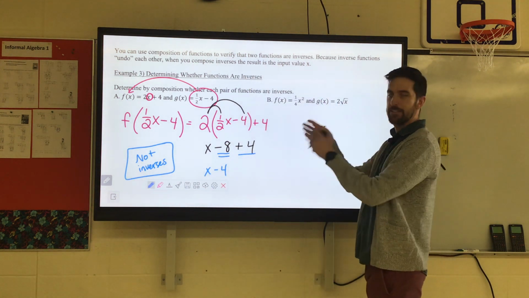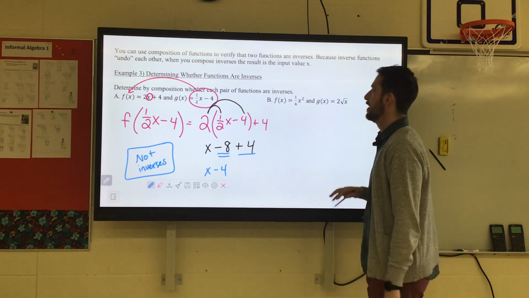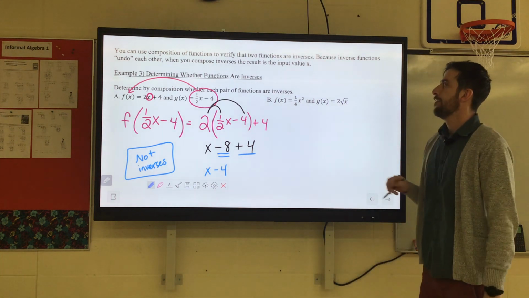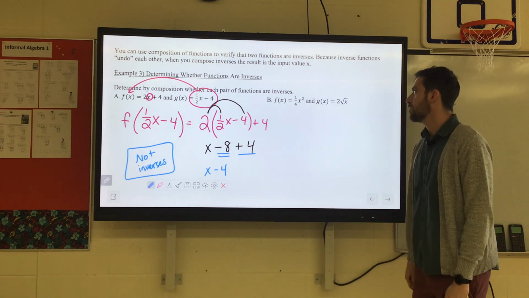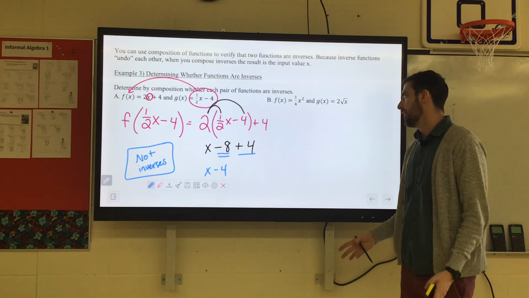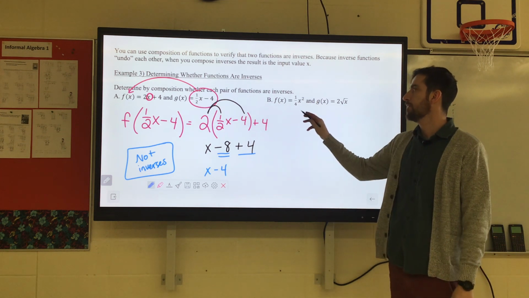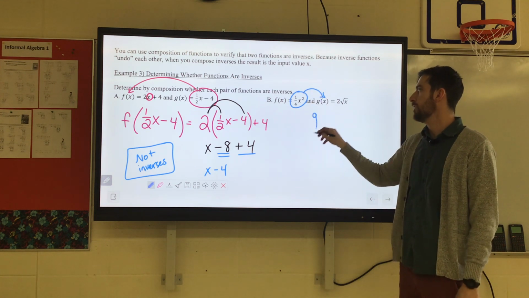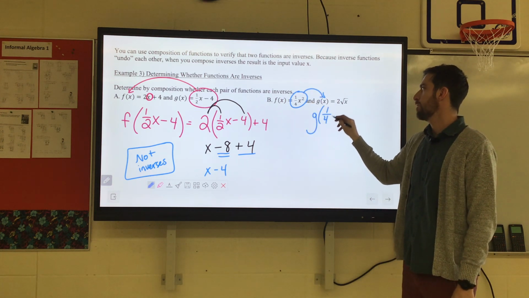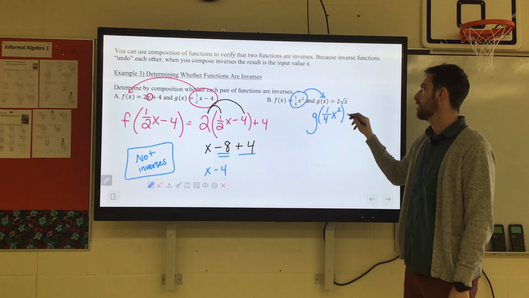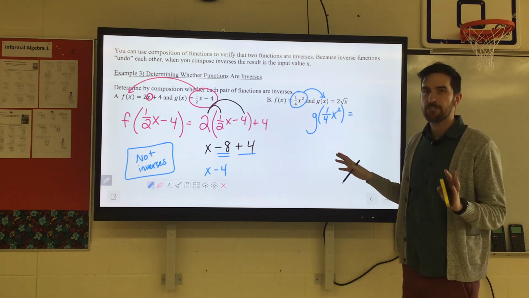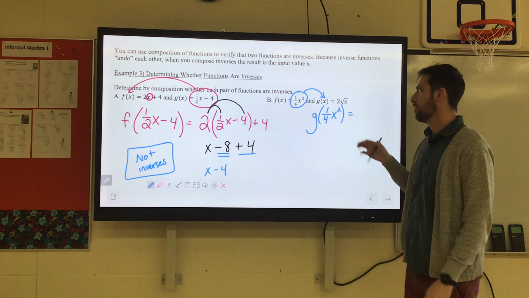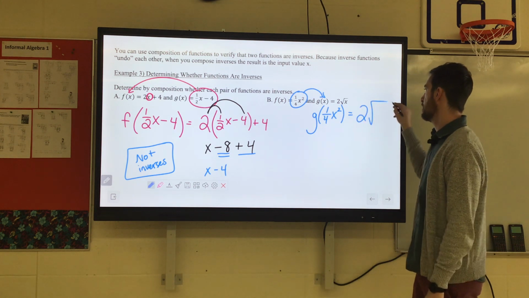And again, if you did it the other way, it's still not going to work out. So let's try B. f of x equals 1/4 x squared. g of x equals 2 root x. Doesn't matter which one we put in. Let's say we took f's function and we put it into g's. So we have g of 1/4 x squared. And we're replacing any x in the equation with 1/4 x squared. So here's what that would look like.